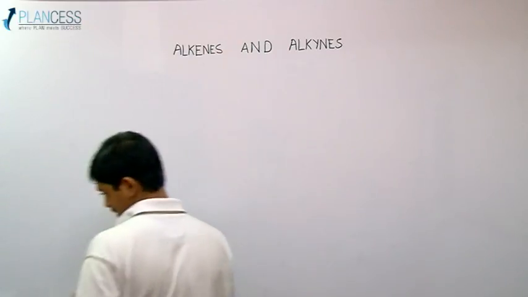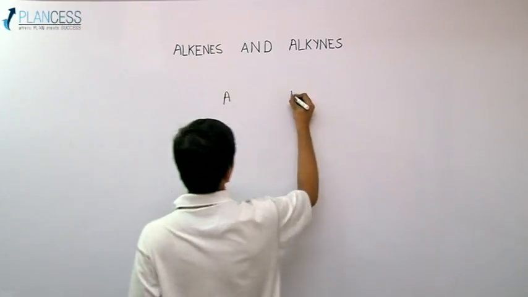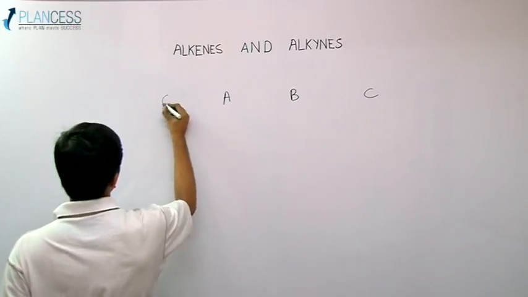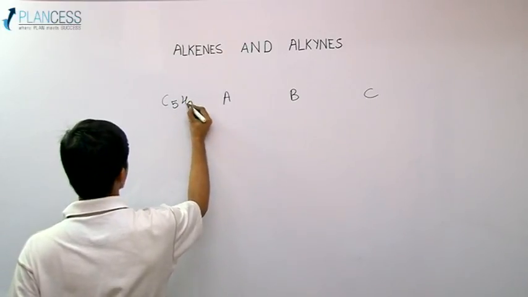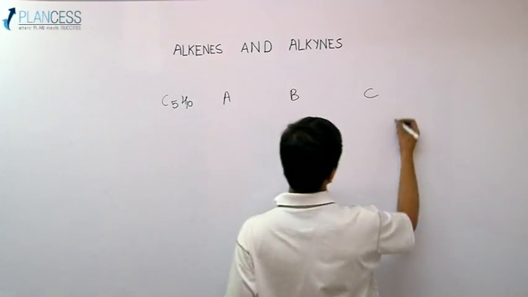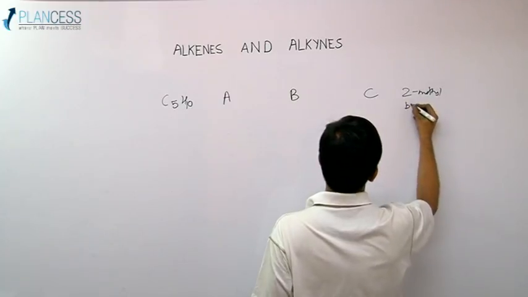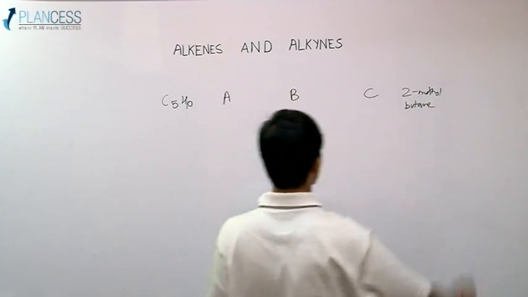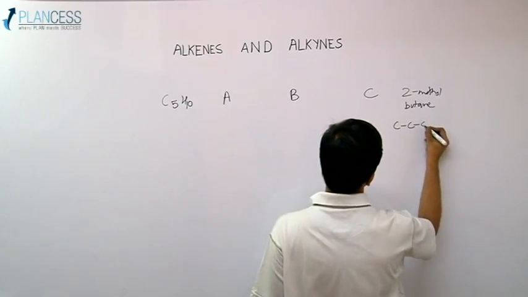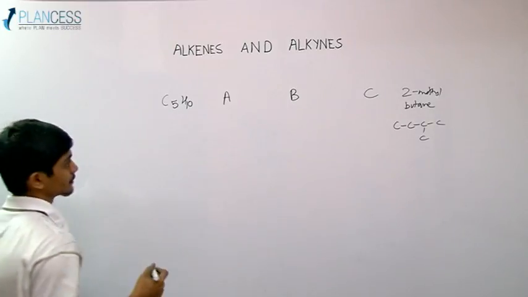So the next question says that there are three alkenes A, B and C, all with molecular formula C5H10, and they all are hydrogenated to yield 2-methyl butane. Now 2-methyl butane, what is the structure? Butane with a methyl present at the second position.